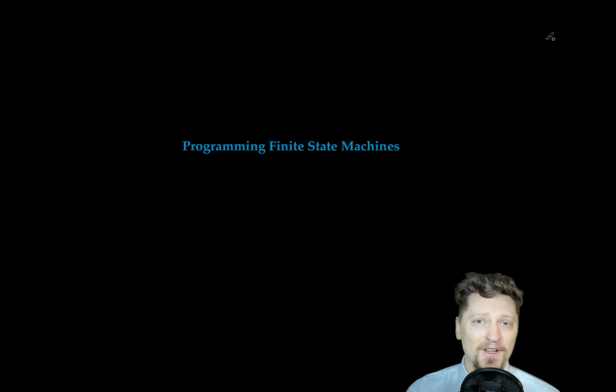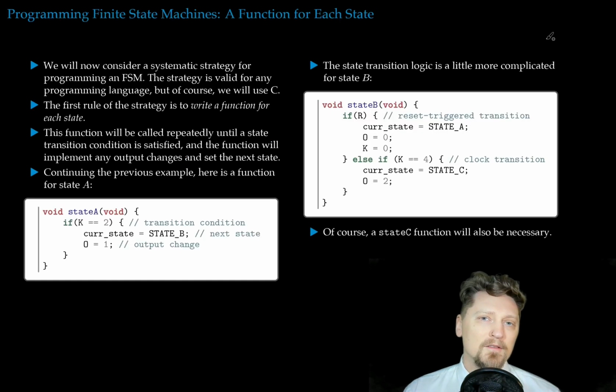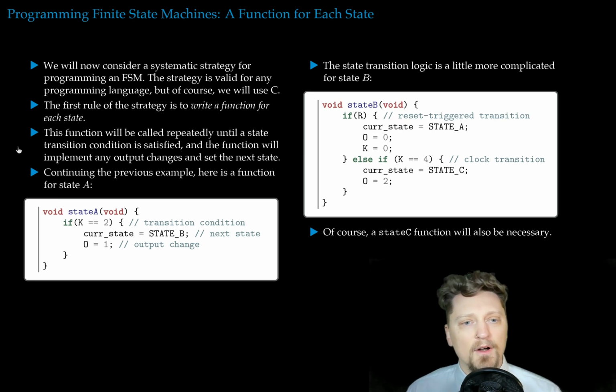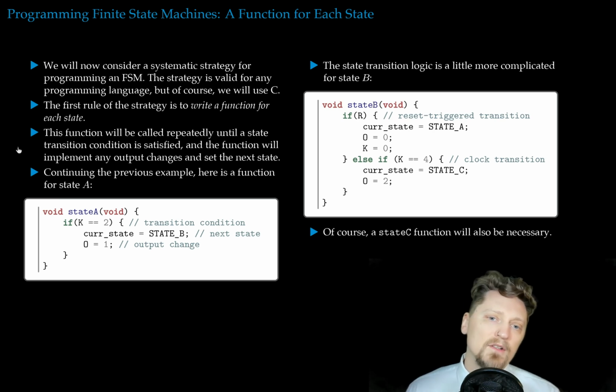Programming finite state machines. So here's an overall strategy: a function for each state. We will now consider a systematic strategy for programming an FSM. The strategy is valid for any programming language, but of course we will use C. The first rule of the strategy is to write a function for each state. This function will be called repeatedly until a state transition condition is satisfied, and the function will implement any output changes and set the next state.